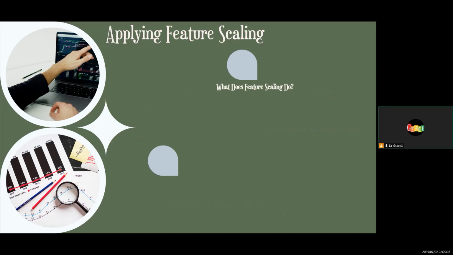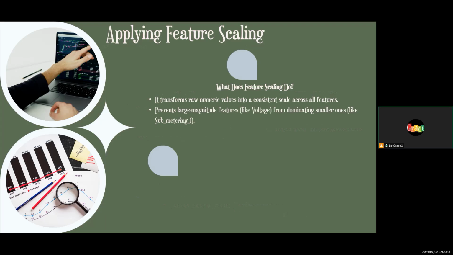Now, what does feature scaling do? One thing feature scaling does is transform raw numeric values into a consistent scale across all features. It prevents large magnitude features like voltage from dominating smaller ones like submetering_1, which we can see from the datasets I presented in our data class. So please make sure you have access to the datasets we treated in day 2 from the playlist.